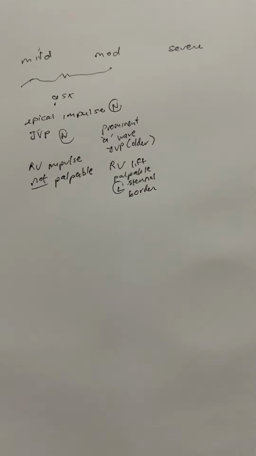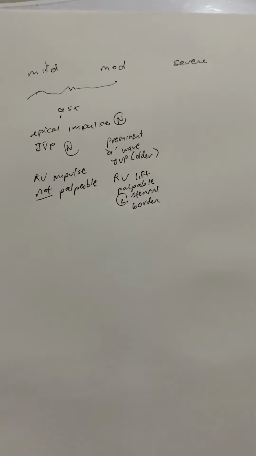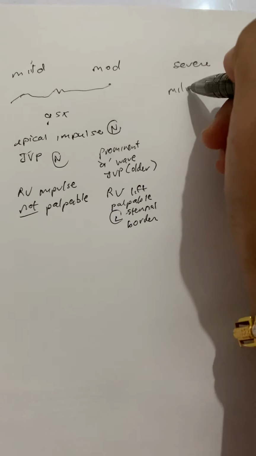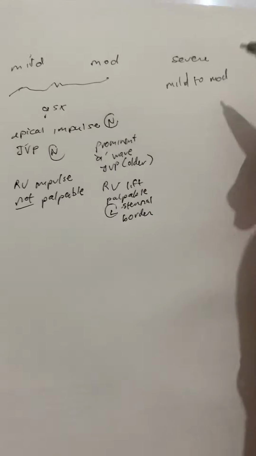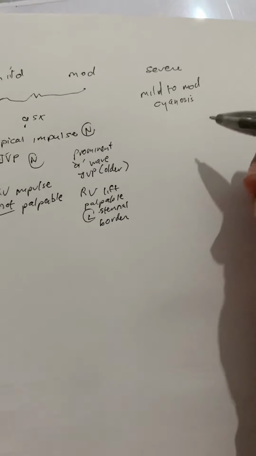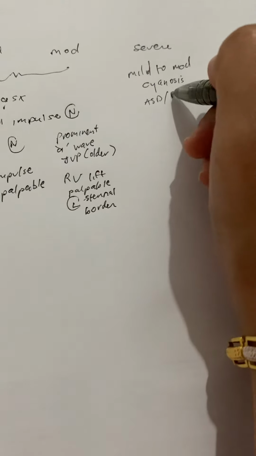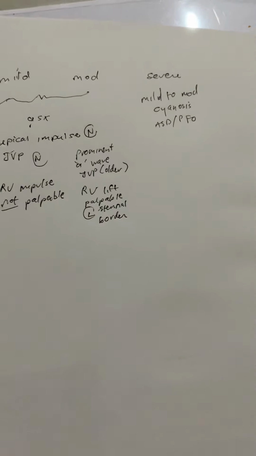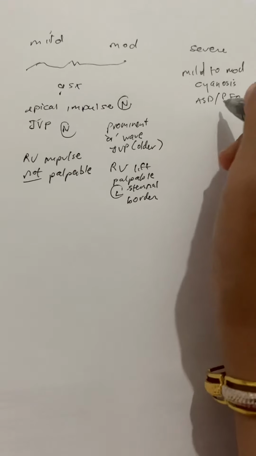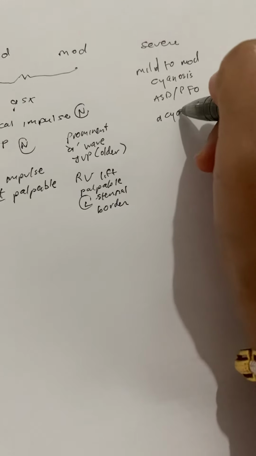Okay, so in severe pulmonary stenosis, the child will be symptomatic, so there will be mild to moderate cyanosis if the patient has an ASD or PFO. But without this intracardiac shunt, the child can present as acyanotic.